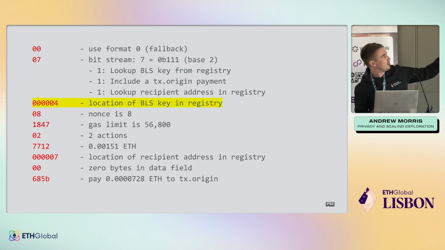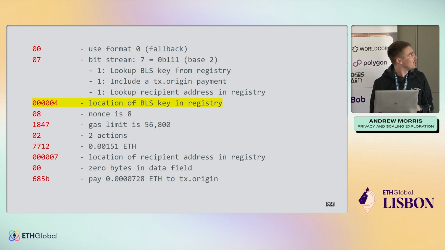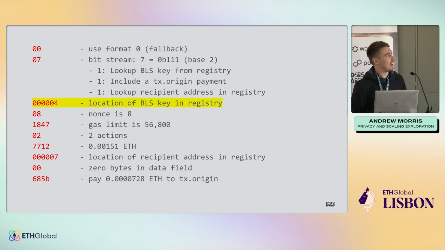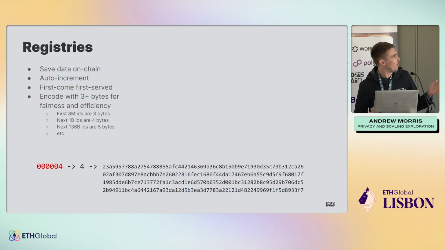Secondly, I'll draw your attention to this field, which is particularly special. This is representing the BLS public key of that account. And so, 3 bytes is not enough to represent a public key. But what we're doing instead is saving this data in a registry. The idea is that your BLS public key that we use to identify you does need to get posted onto L1 at some point.